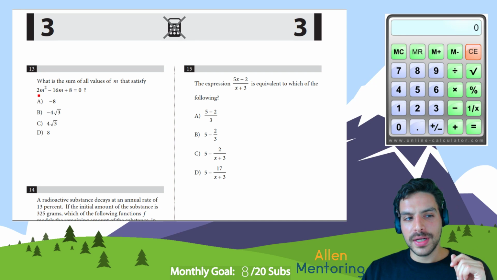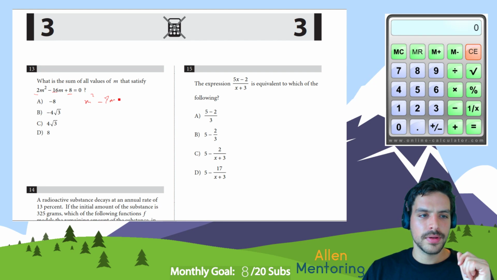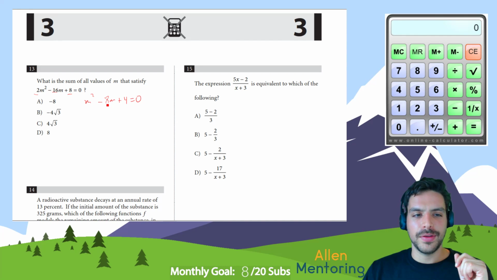Well, the first thing you should notice is that they all share 2, right? 2 is a factor of all three of these numbers. So maybe the first step we could do is divide everything by 2. Everything, so that includes the 0. So if I divide everything by 2, I'll get m squared minus 8m plus 4 is equal to 0. Okay? And now I'm here, and what do I want to do? I want to factor this.